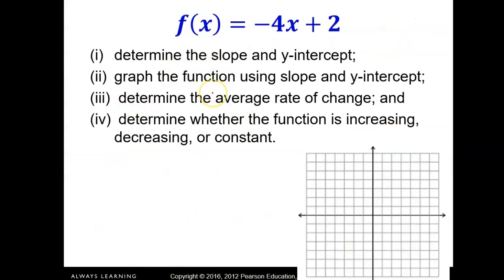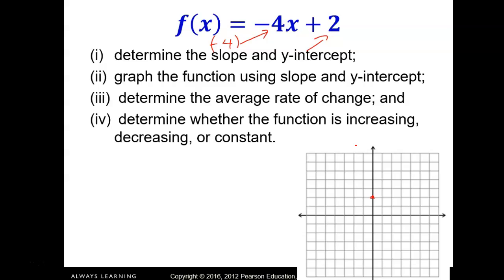Okay, so determine the slope. The slope is negative 4, we can see. The y-intercept is 2. Graph it, plot 2. The y-intercept is one of the points on the line. Get more points using the slope.